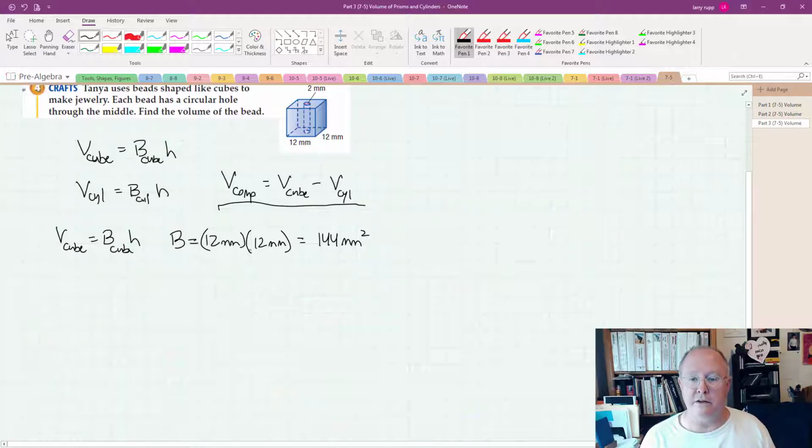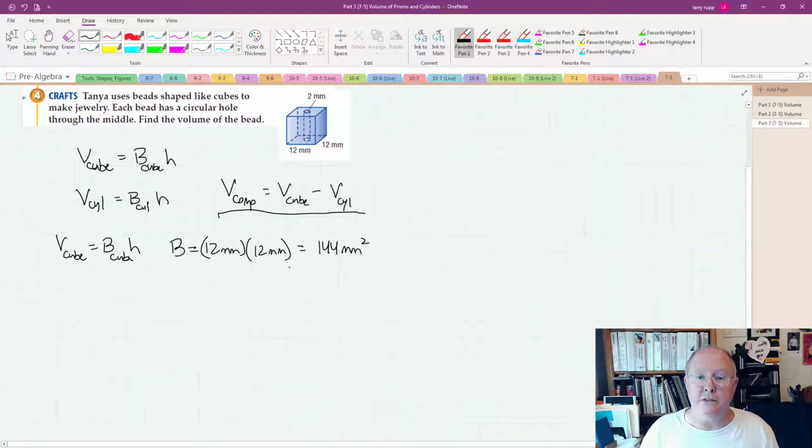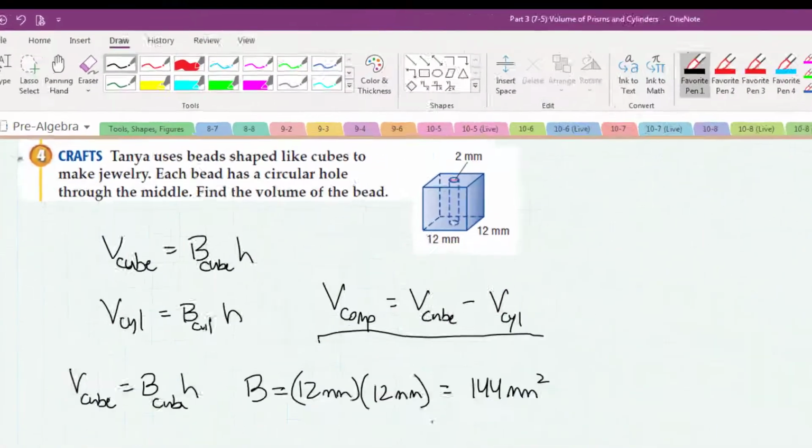Aha, you say. But what's the height? The height isn't 2 millimeters. That's the only other number we've got there, right? Well, that's true. The height is not 2 millimeters. But there's a word used in the original problem, okay? And that gives you the clue we need.